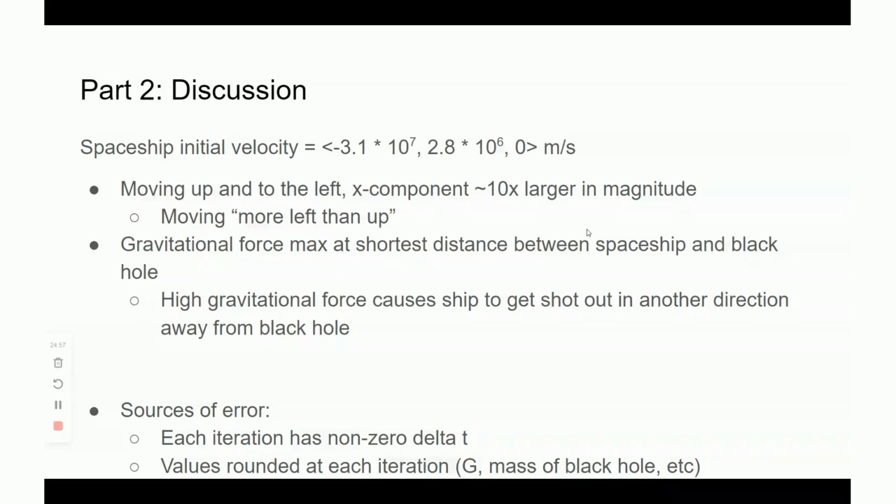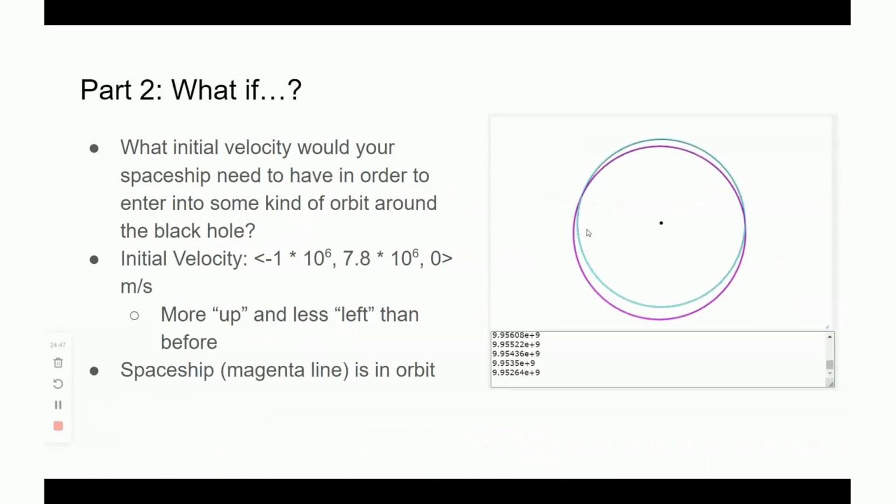So our gravitational force is maximum at the shortest distance between the spaceship and the black hole because there's just less distance, and sources of error are the same as in part one. And this is what I found by some trial and error. My velocity could be this if I wanted to make the spaceship orbit around the black hole, so it's more up and less left than before.